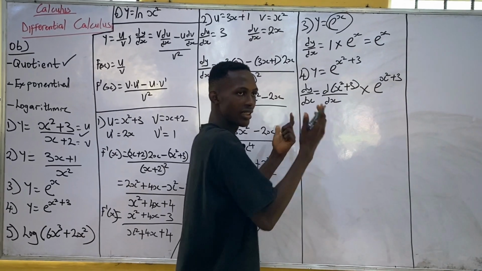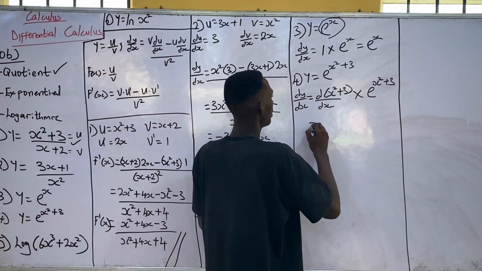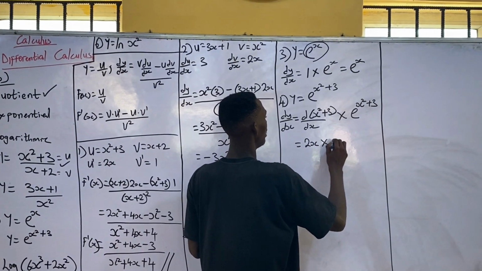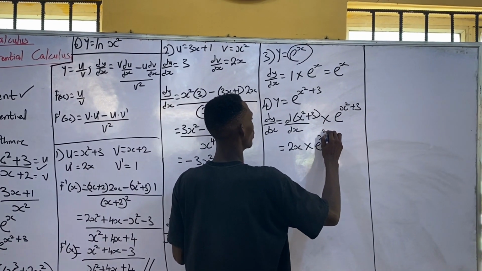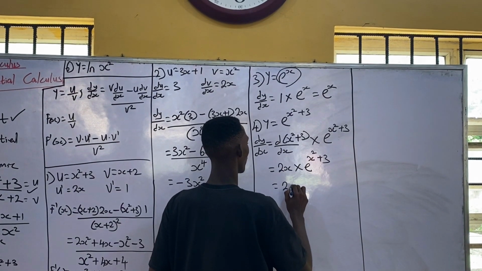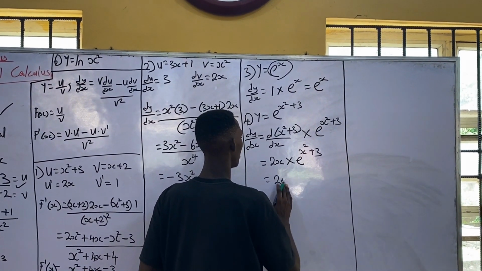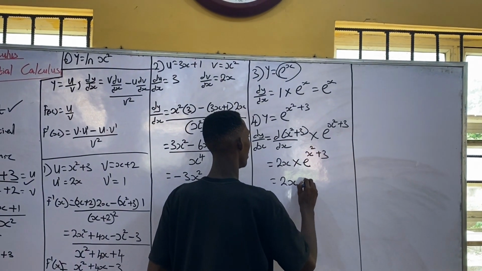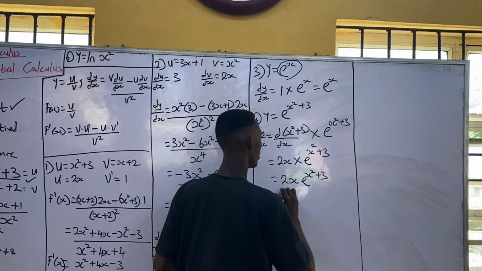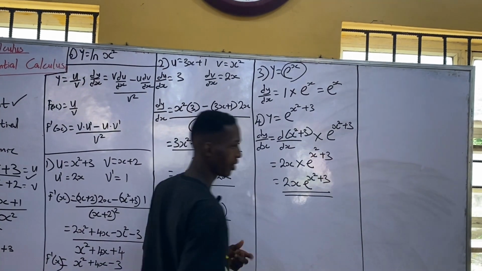Now, is this getting clear on what we are doing? This will give us 2x times e to the power of x squared plus 3. Therefore, you can now see this is 2x e to the power of x squared plus 3. This is our final answer.